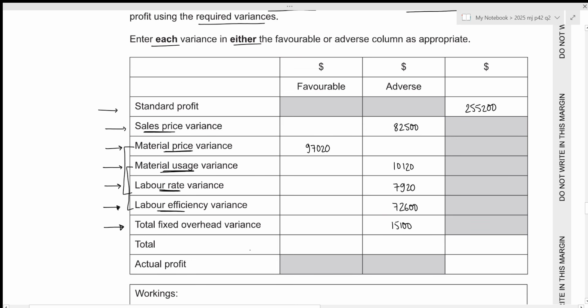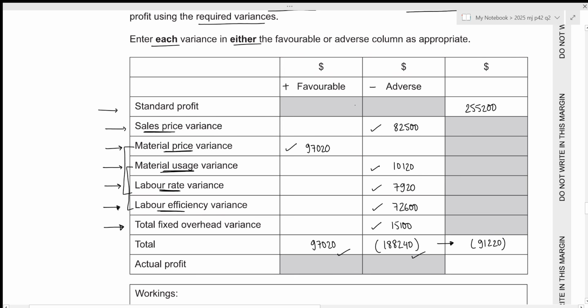Now, we first need to figure out the total favorable and total adverse variances. For favorable, there's only one value, so the total will be 97,020. For adverse, the total will be 82,500 plus 10,120 plus 7,920 plus 72,600 plus 15,100, which results in the value of 188,240. Now, whenever we are reconciling the standard profit to the actual profit, we add the favorable values, we subtract the adverse values. So we have to subtract this amount. Now, this total will just be 97,020 minus 188,240, which results in negative 91,220.